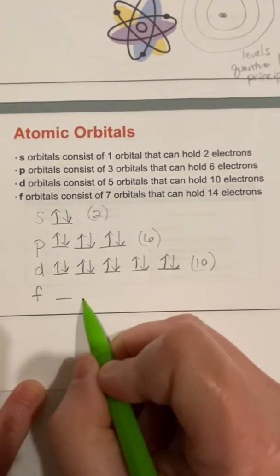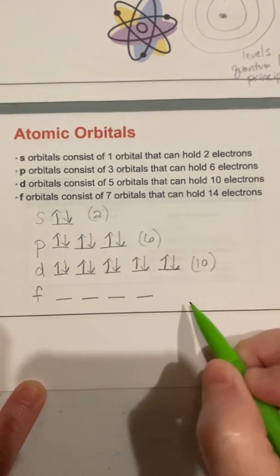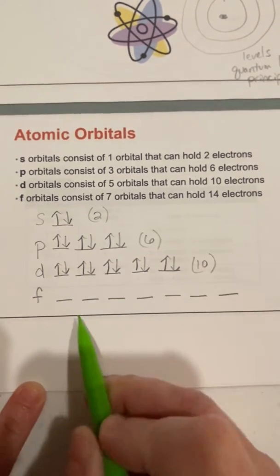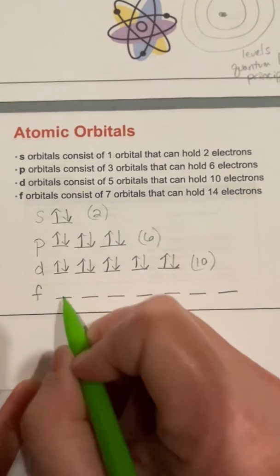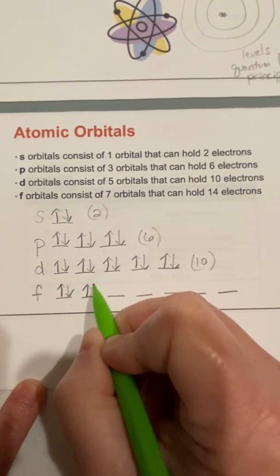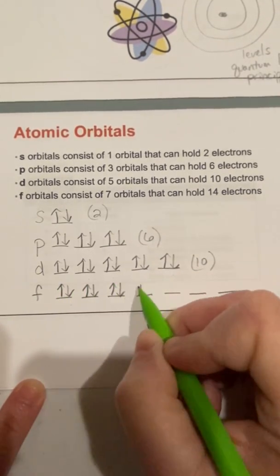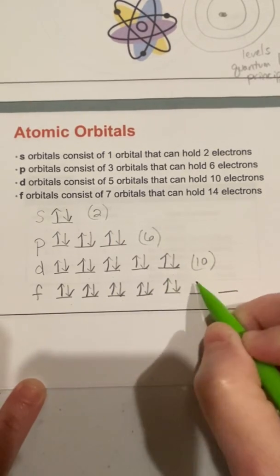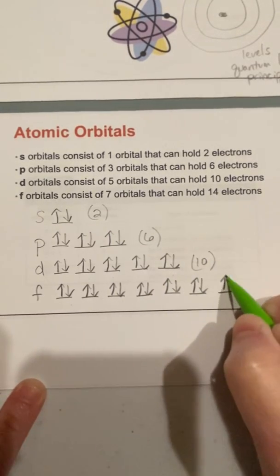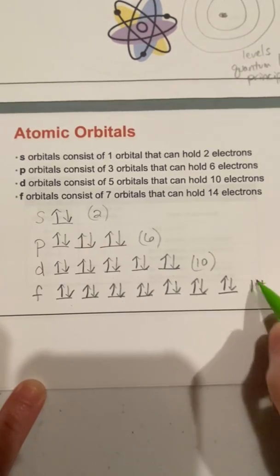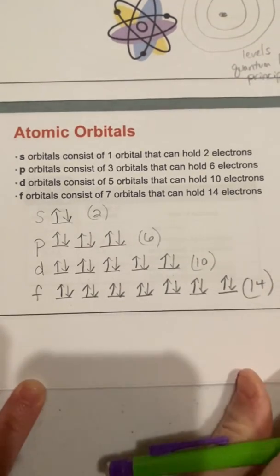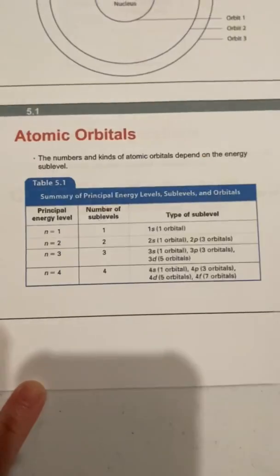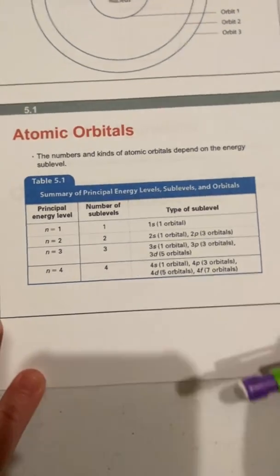And then an F sublevel is made up of 7 orbitals. So 1, 2, 3, 4, 5, 6, 7. And again, each orbital can have 2 electrons in it. So an F sublevel, if we get to it, which we will not today, could have 14 electrons. Okay, so what we're going to look at next is the next page.